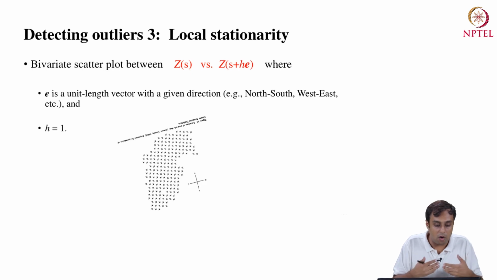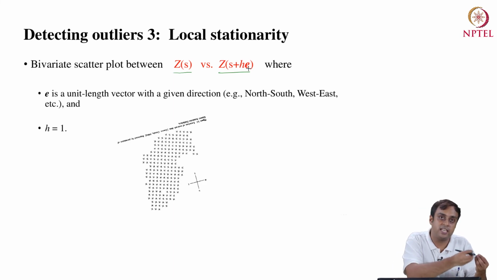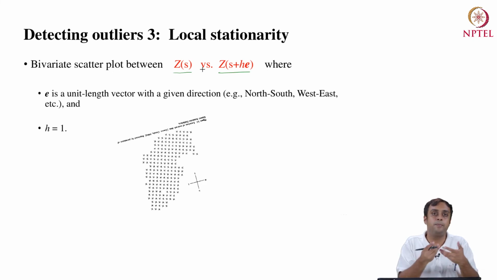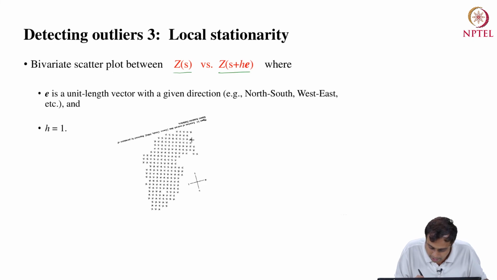So what I'm going to now propose as a device to do that is a bivariate scatter plot between Z at location S and Z at location S plus hE. Now, in spatial data, every data point is indexed by a location, right? So Z of S is simply the value at location S. I can go to any location, call it S, and the value that I see there, that is the coal ash percentage, is going to be Z of S, right?